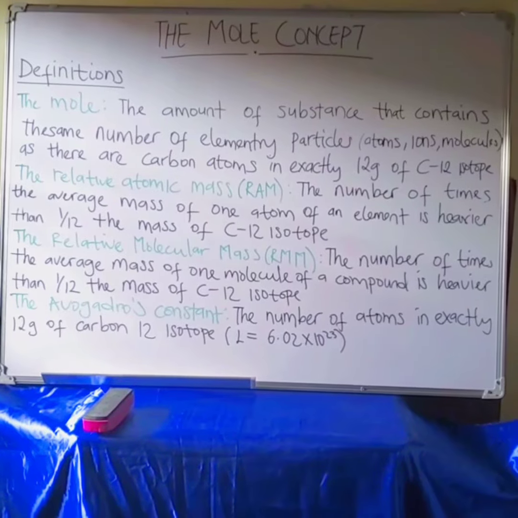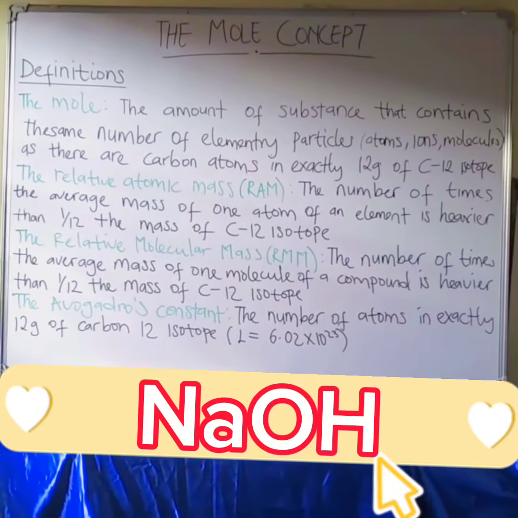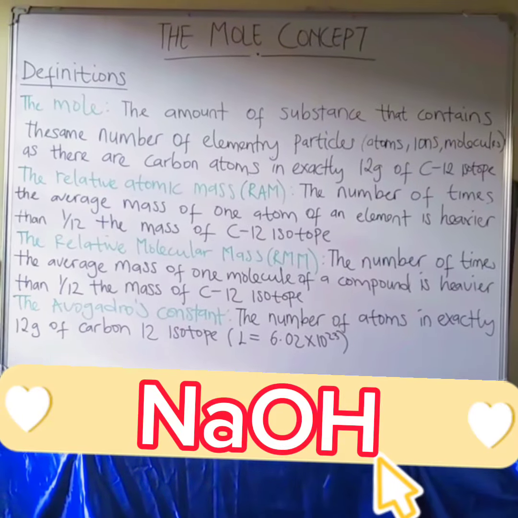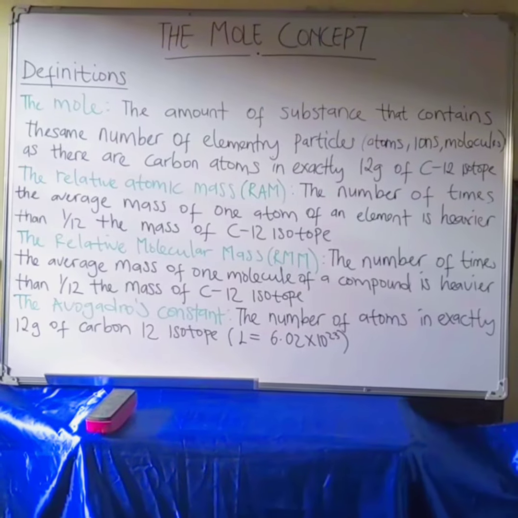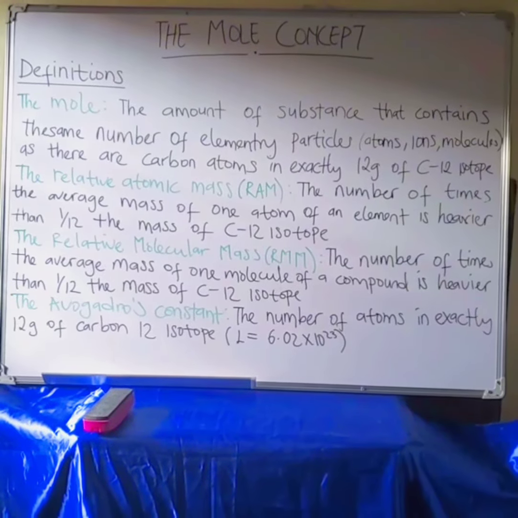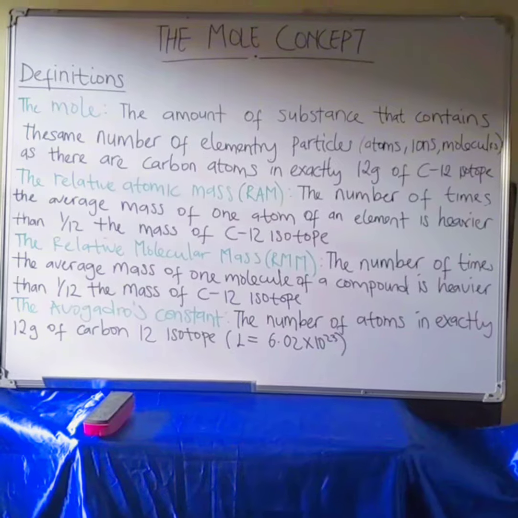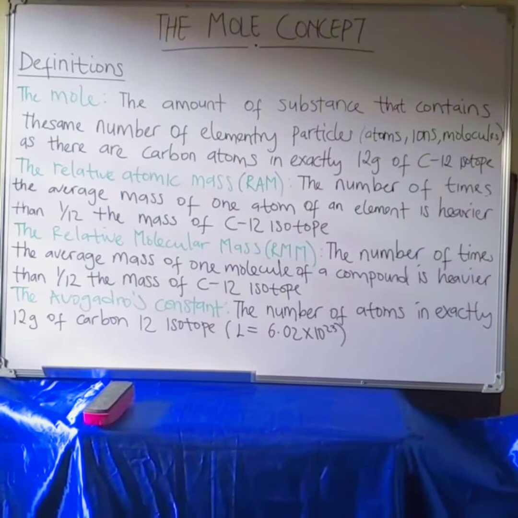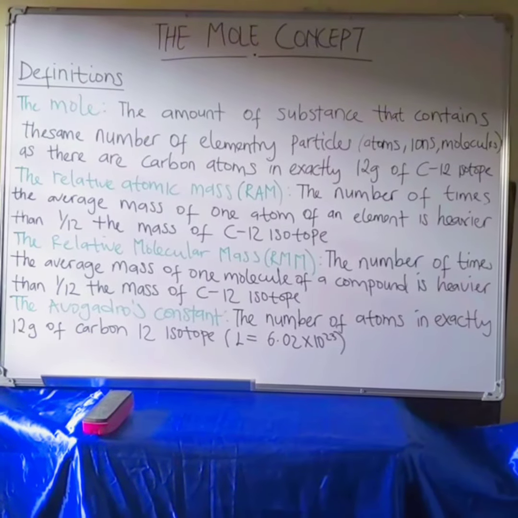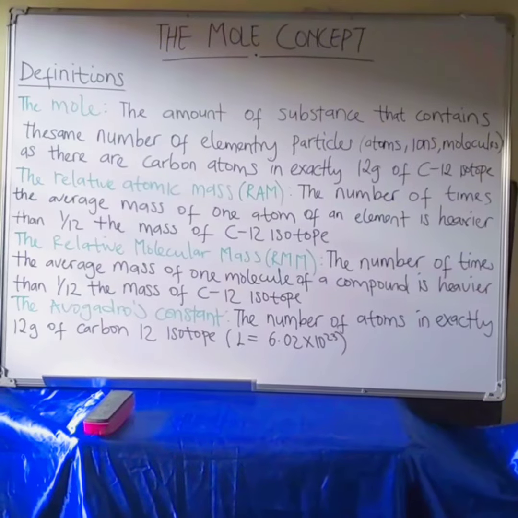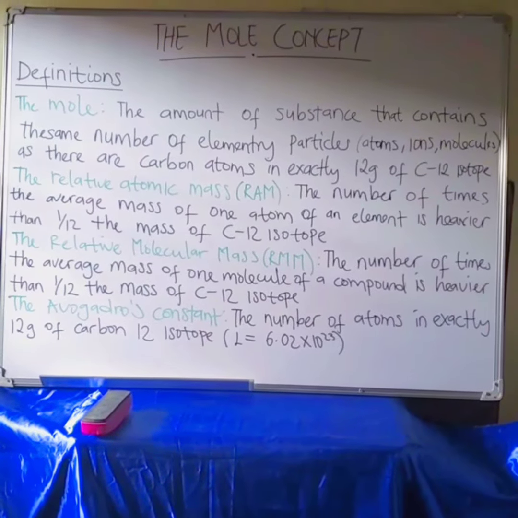Now, practically, if you're given a compound, for example, sodium hydroxide, and you're asked to calculate the relative molecular mass of sodium hydroxide, practically what you do is you sum up all the relative atomic masses of all the individual atoms. We're going to look at it a little bit. I want you to get a picture of what I'm trying to explain.